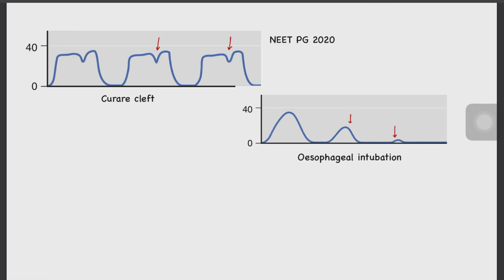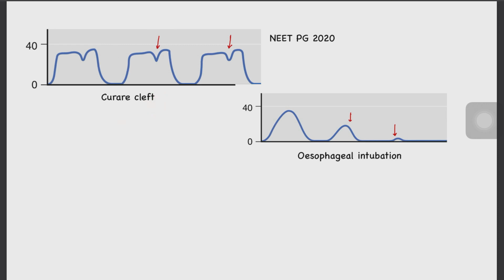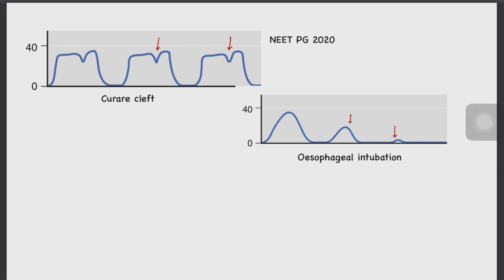The next pattern we are discussing is the curare cleft. This typical curare cleft is seen when there is recovery from the muscle relaxant. It is called curare cleft because the earliest muscle relaxants used were d-tubocurarine.